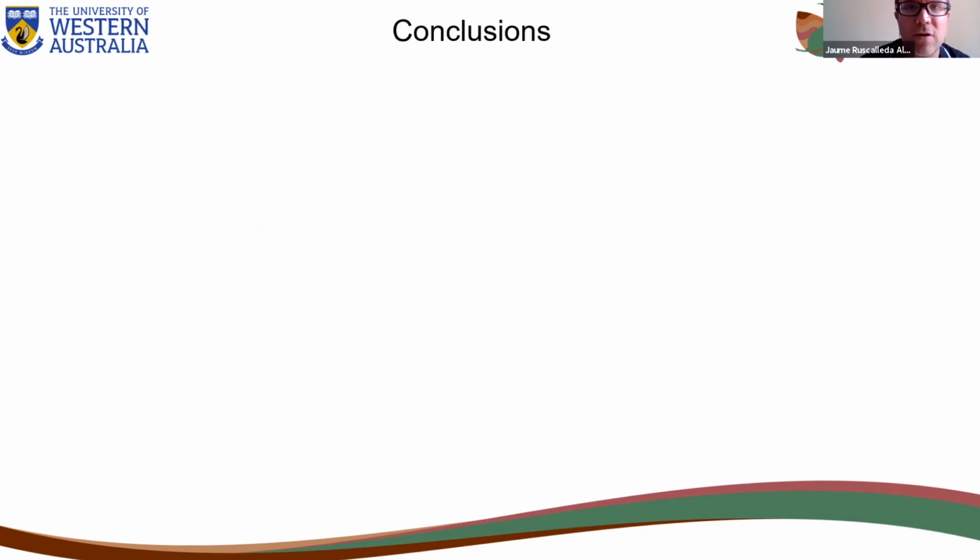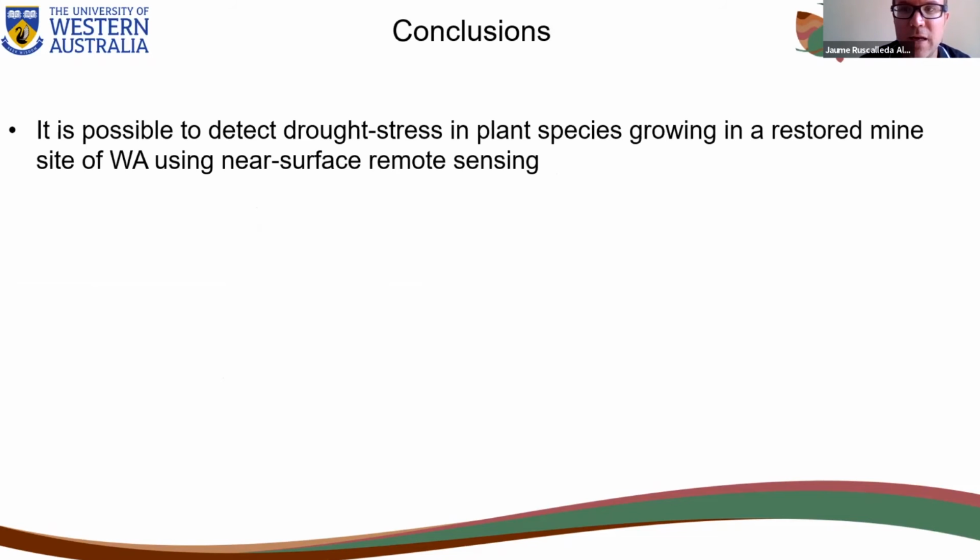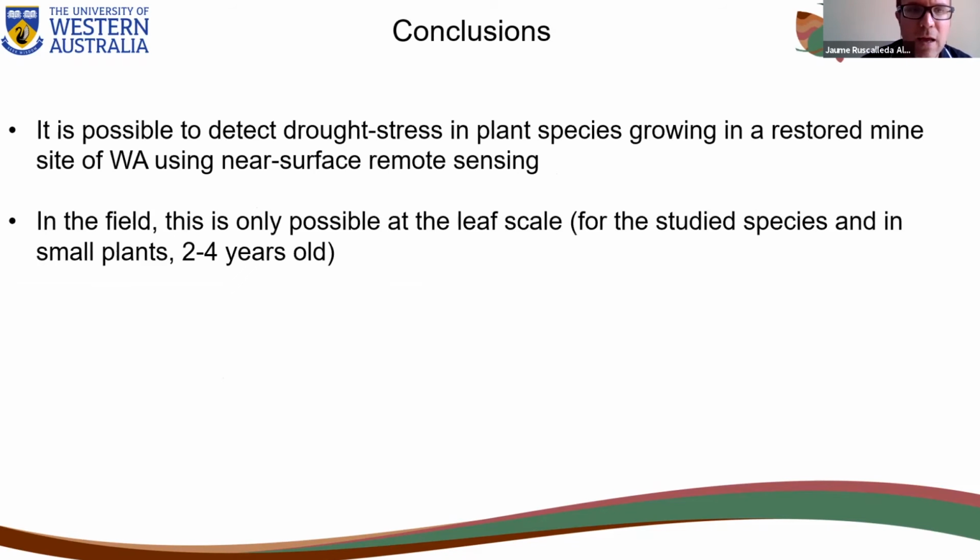So as conclusions of my thesis so far, we can say that it is possible to detect drought stress in a diversity of plant species that grow in a restored mine site of WA using remote sensing. Now in the field, this is only possible at the leaf scale, at least for the species that we studied and for the age of the plants that we studied, which were very young, 2 to 4 years old. So we would have to see how that would work at the plant scale if we're looking at older plants that have much more plant tissue to be detected by the spectrometer.